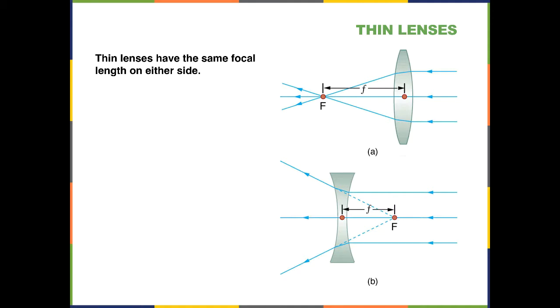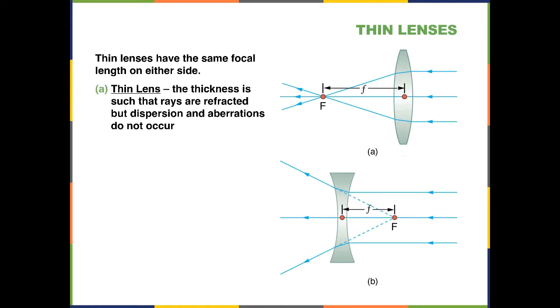Thin lenses have the same focal length, but they are on opposite sides. In the case of the converging lens, it has a positive focal length. And these are called thin lenses because they don't take into account dispersion or aberrations that can occur with thicker lenses or prisms.